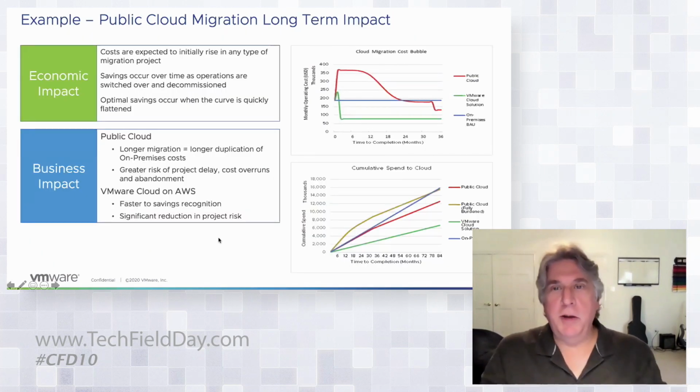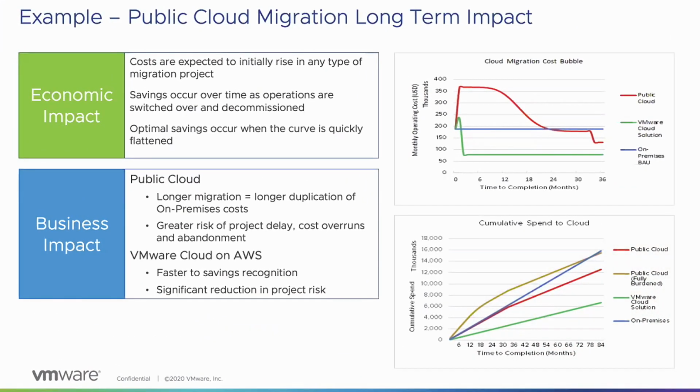Now, we mentioned the time thing, and this is one thing that I think is really the most revealing to a lot of people. Costs in any conversion, any migration, are going to start up initially. They're going to go higher. You expect them to come down over time as you're transitioning and moving workloads from on-prem to the cloud service. And optimally, your savings are going to be the best when that curve can be quickly flattened.